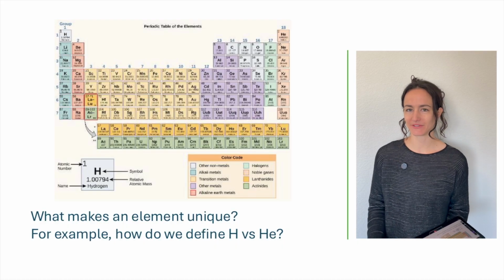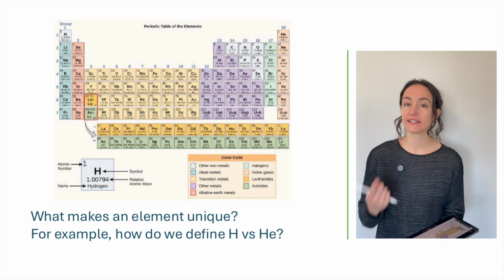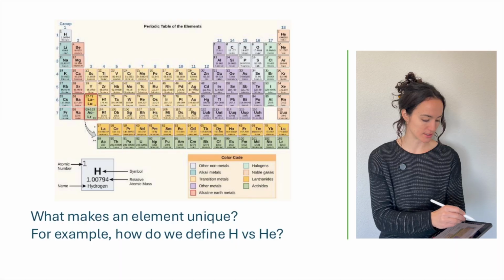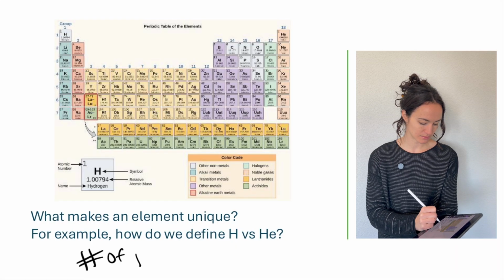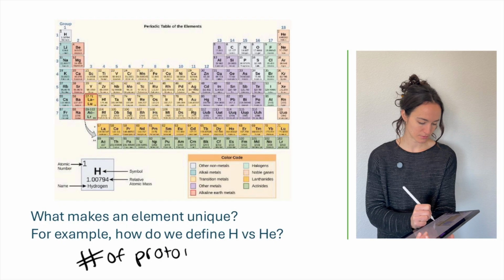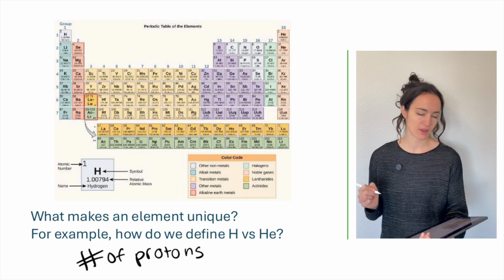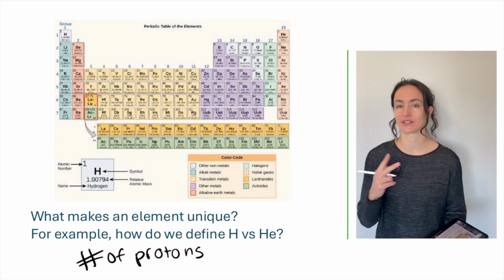What makes them different? So you might be thinking they have different quantities of subatomic particles? Yes, but it really actually just comes down to one. So the number of protons is what makes an element unique. For example, hydrogen just has one proton, whereas helium has two protons.